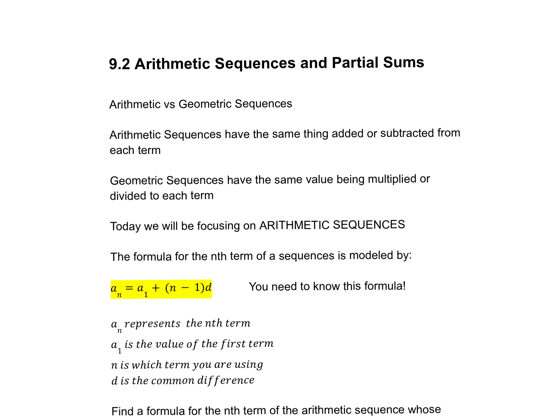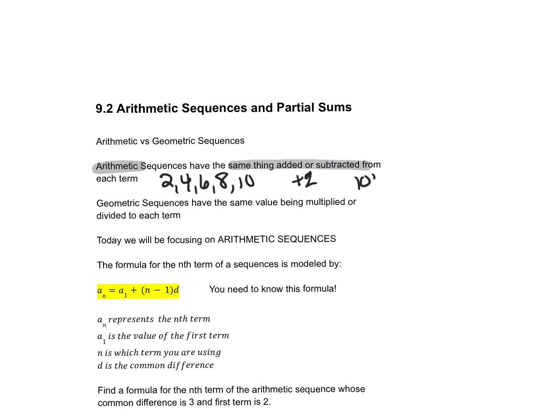And we've talked about arithmetic and geometric sequences in Algebra 2. So just a reminder of what those actually mean, right? Arithmetic means the same thing as added or subtracted from each term. So for instance, we have 2, 4, 6, 8, 10. You add 2 each time. Or you could subtract something each time. So if we had 100, 95, 90, 85, and so on, you'd have a -5 that's subtracted each time.